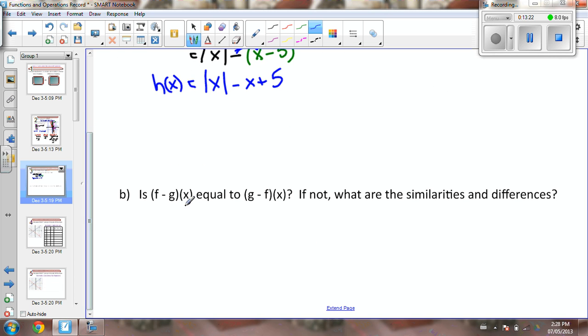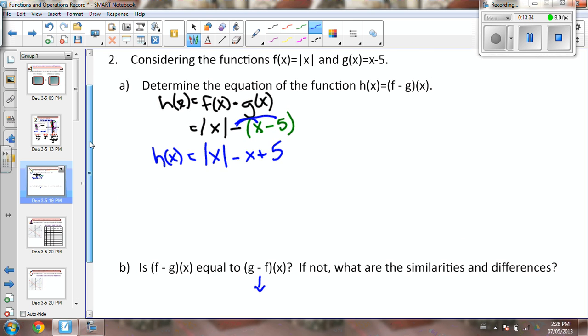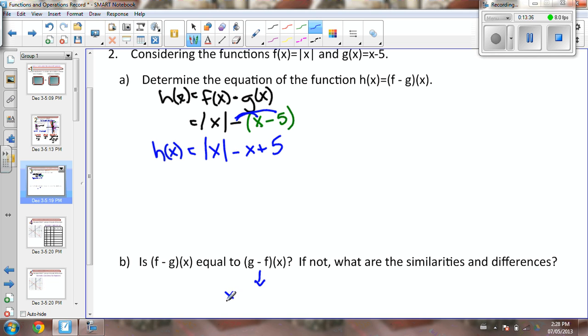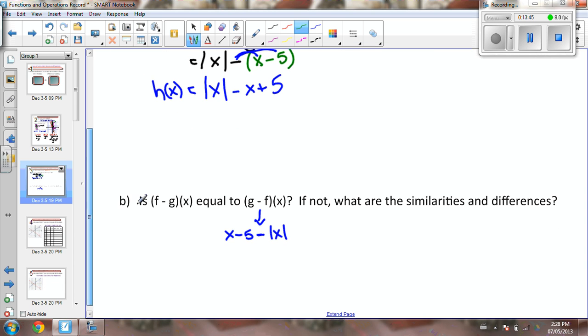Okay, now our next question is, is f minus g of x, what we found, equal to g minus f of x? Well, let's talk about the g minus f of x. g of x is x minus 5 minus f of x, which is the absolute value of x. So if I rewrite that so it's in a similar form to our f minus g of x, I could say negative absolute value of x plus x minus 5.